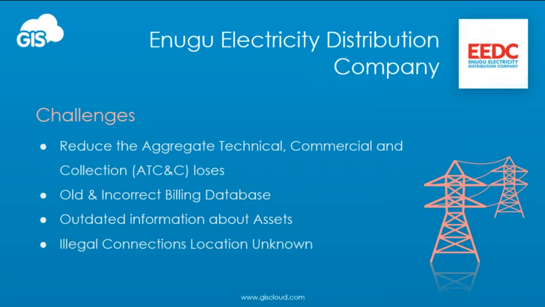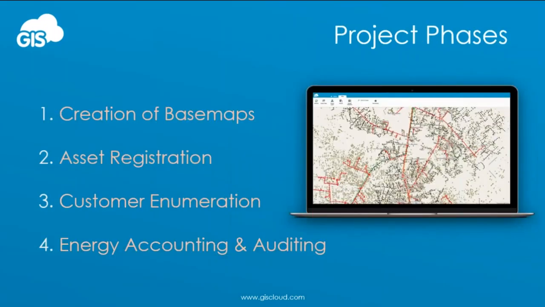We have quite a lot of outdated information, information that was captured by NEPA before, then after NEPA, the PHCN, and then we have EEDC. So we have the issue of illegal connections from unknown locations. These are the challenges that are hitting the DISCO so hard.